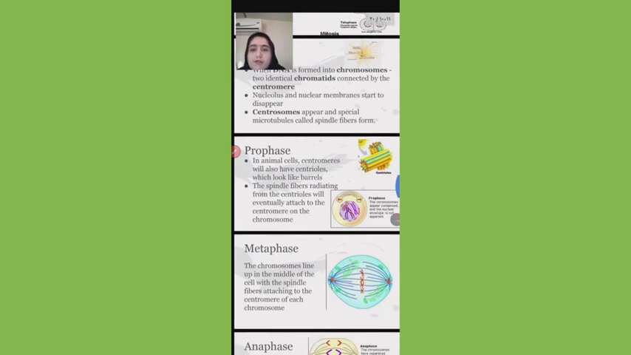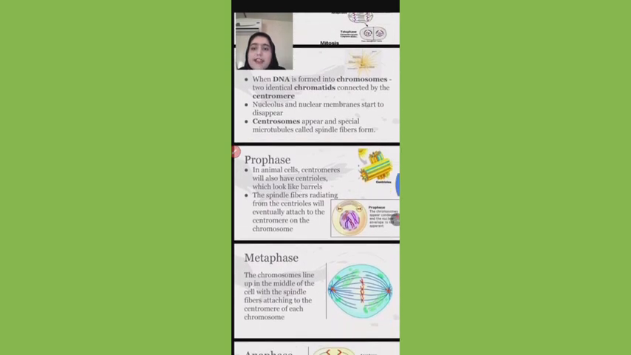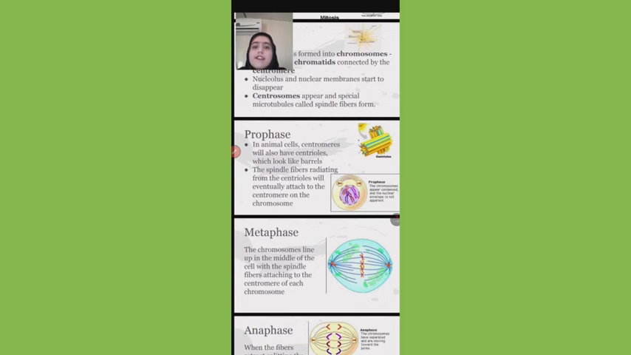So, prophase in animal cells. The centrosome will also have centrioles, which look like barrels. The spindle fibers radiating from the centriole will eventually attach to the centromere and the chromosome.